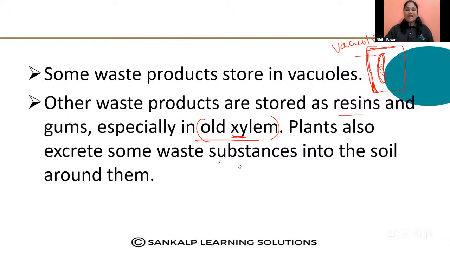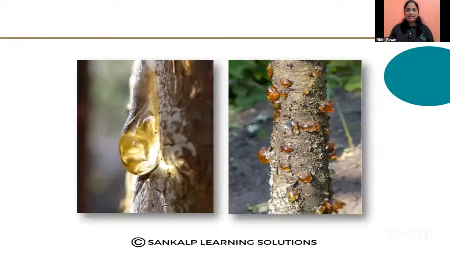Plants also secrete some waste products into the soil around them. Here you can see, on some plants, especially on coconut plants, you can see like this, gums or resins. This is a gum. This is a resin. So these are the waste products released by the plants. So this is about excretion in plants as well as excretion in human beings.